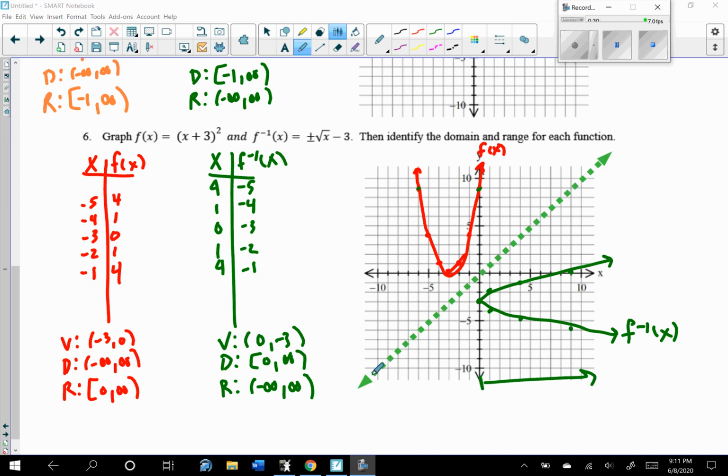And we weren't asked to do this, but again, this is the line of reflection, y equals x. So if I was to fold my graph in half in this line, you would see that this parabola would match up to this one here. Okay, we're done.